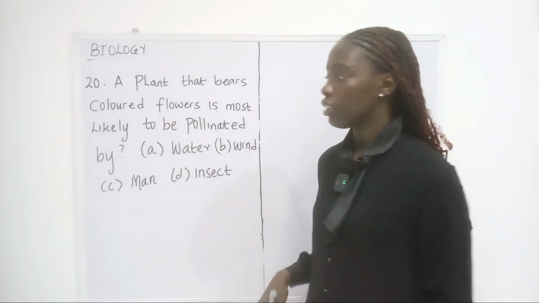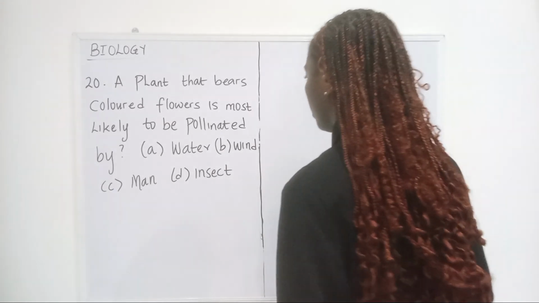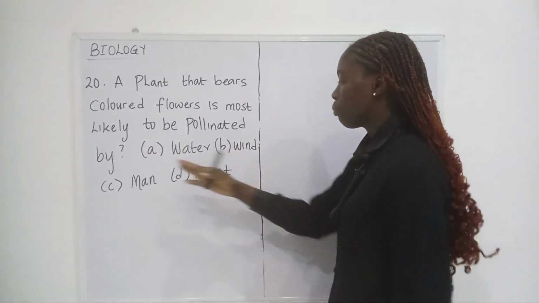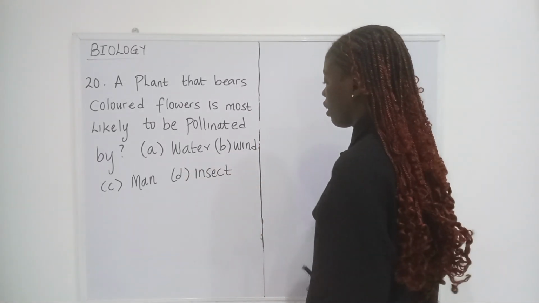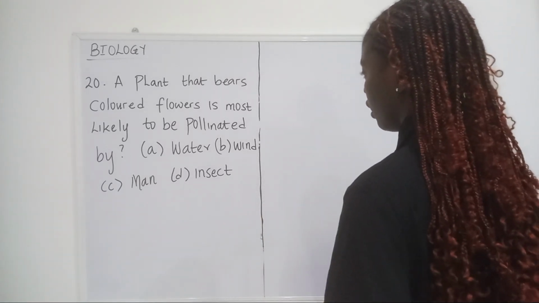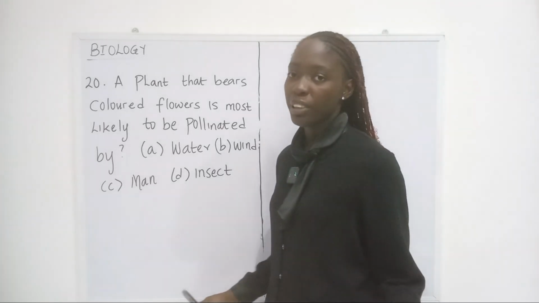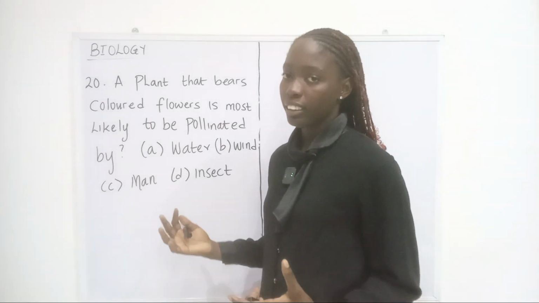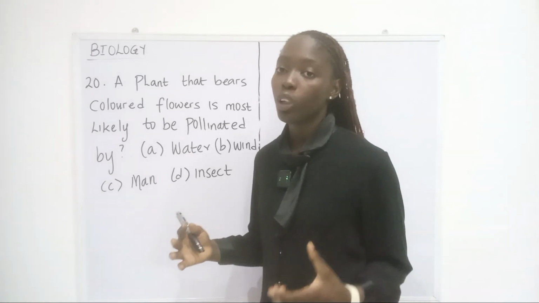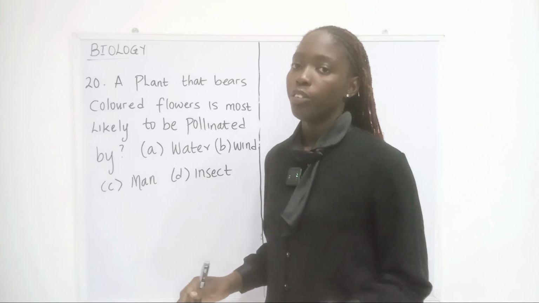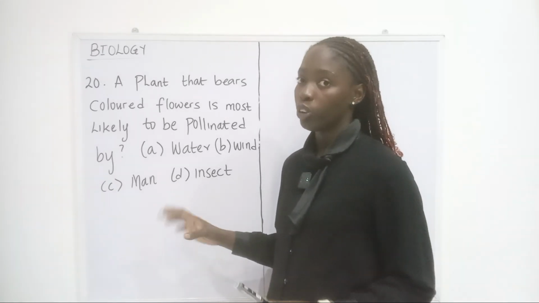So this question says, a plant that bears colored flowers is most likely to be pollinated by A. Water, B. Wind, C. Man, and D. Insects. So they're basically asking us what's the physical characteristic of a plant. They're asking us what the plant will be pollinated by based on the physical characteristics. So we're going to be looking at the options one after the other.